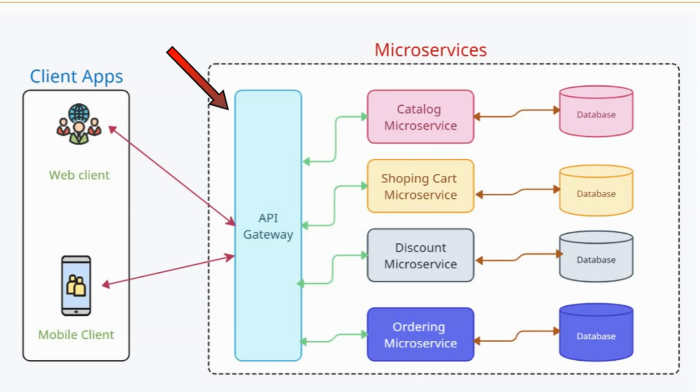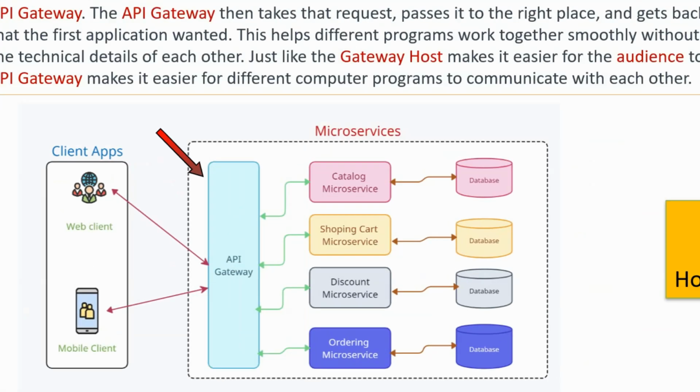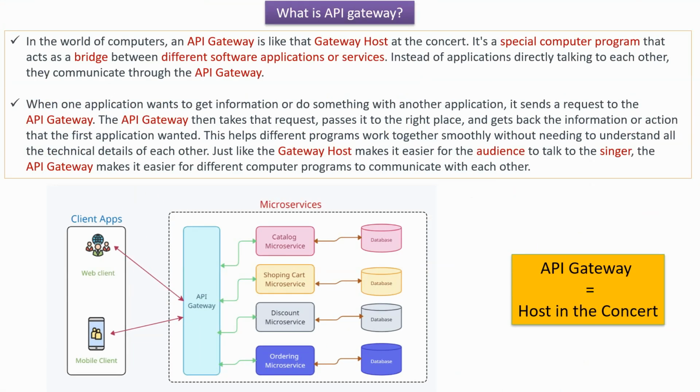This helps different programs to work together smoothly without needing to understand all the technical details of each other. Just like the gateway host makes it easier for the audience to talk to the singer, the API gateway makes it easier for different computer programs to communicate with each other.